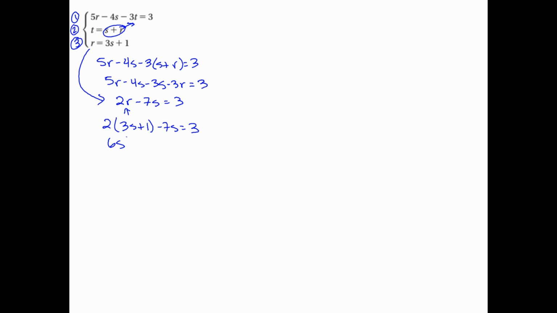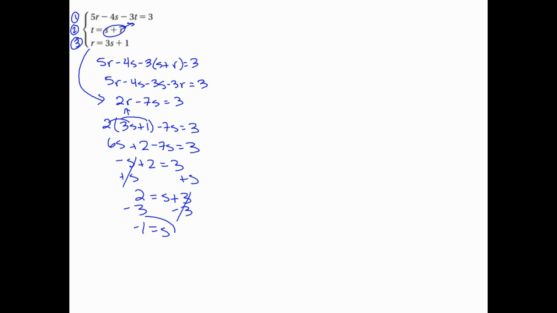So we're distributing: 6s plus 2 minus 7s equals 3. So 6 minus 7 is negative 1. Oh, sorry. Negative s plus 2 equals 3. We're going to add s to both sides, so we get 2 equals s plus 3. Now we're going to subtract 3. Subtract 3. We're going to get negative 1 equal to s. So now I have negative 1 equal to s.